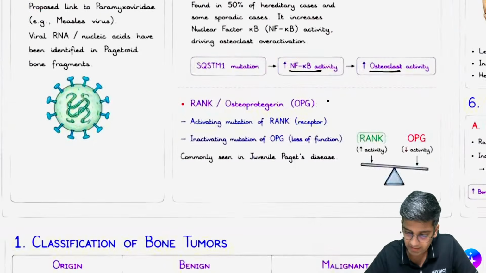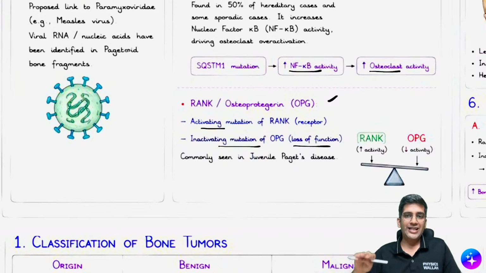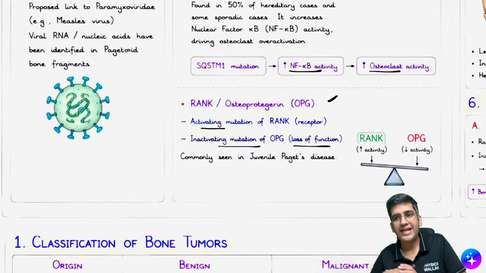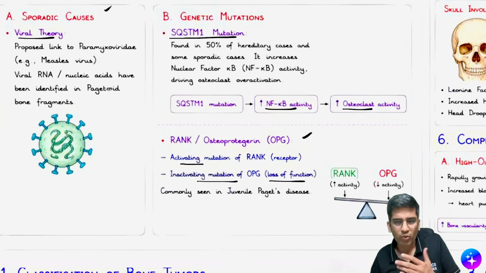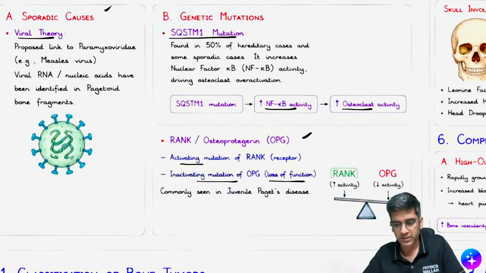Then RANK mutation: activating mutation of RANK, the receptor, and the inactivating mutation of osteoprotegerin. Again, this will tilt the balance between the osteoclastic and the osteoblastic activity, right? These are etiology and genetics. So what will happen if there's a tilt? There are three phases in Paget's. Can anyone tell me the phases of Paget's?